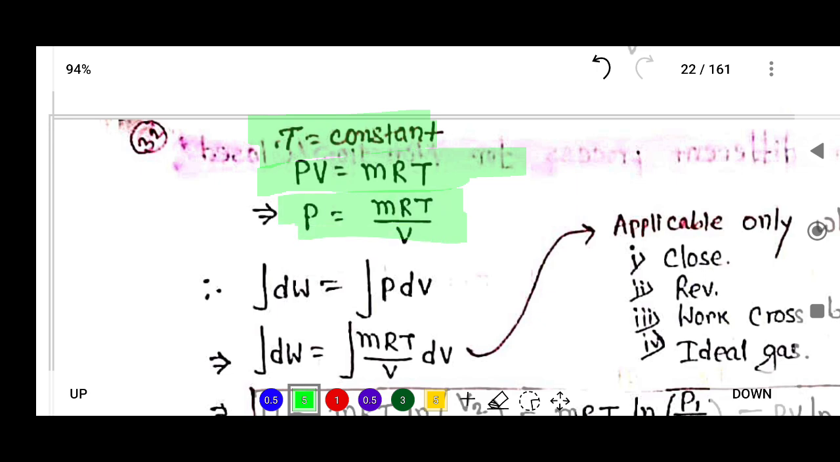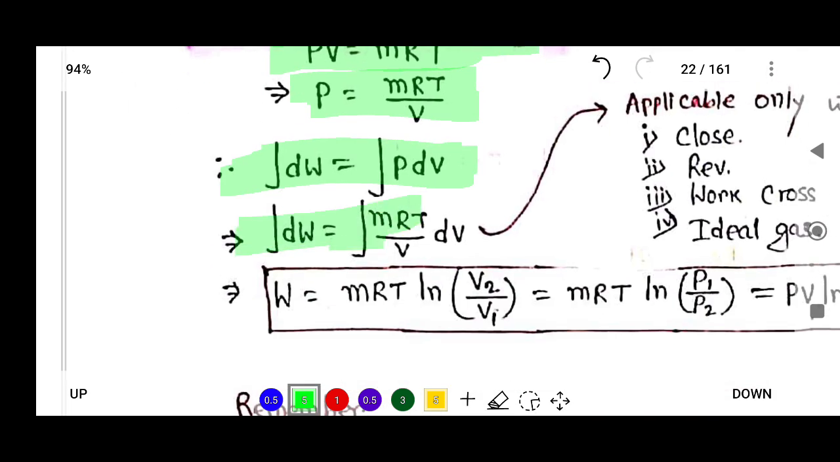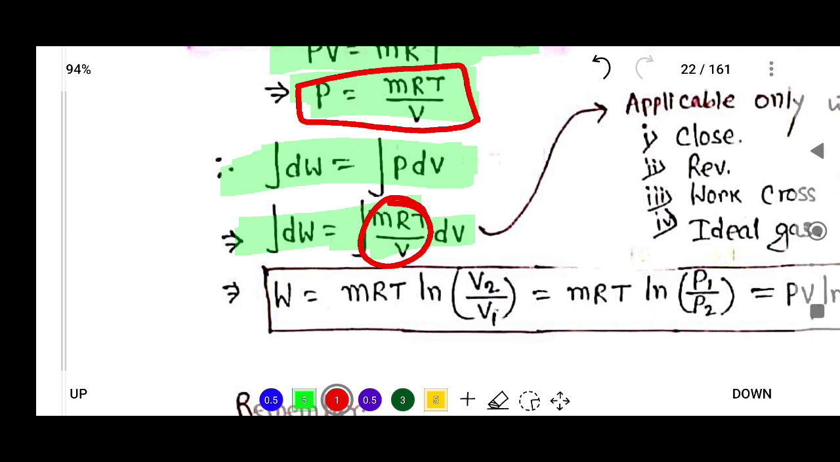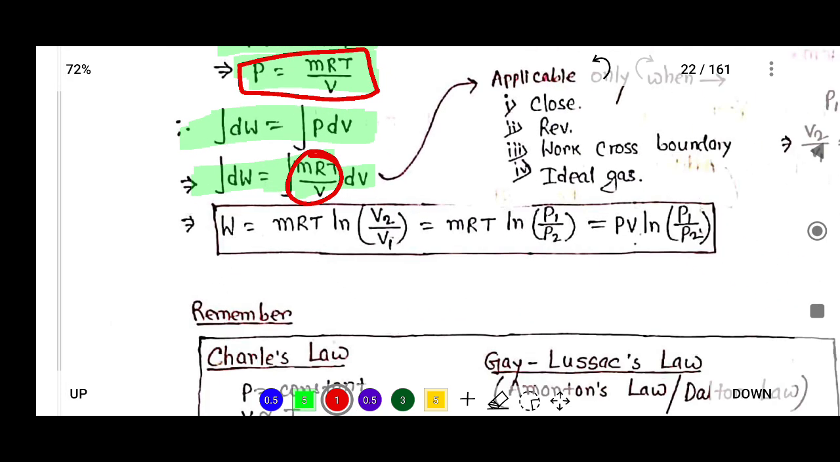So what is the work done formula? W equals the integration of PdV. What is P? P is basically mRT by V. So just put the value mRT by V into dV. From here you can calculate W equals mRT ln(V2 by V1). From here you can say mRT ln(P1 by P2), and you can also say PV ln(P1 by P2).